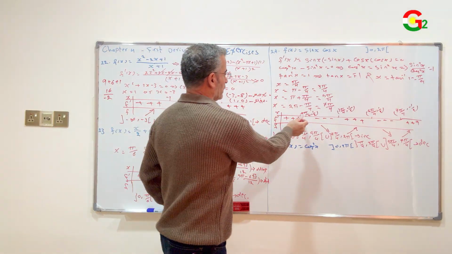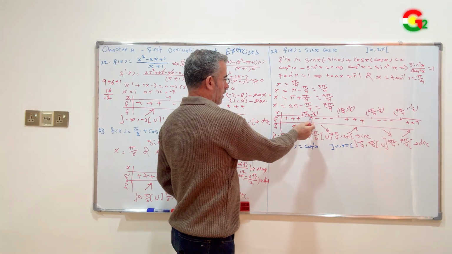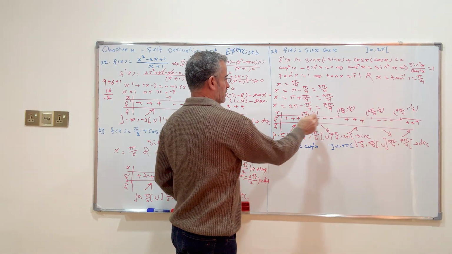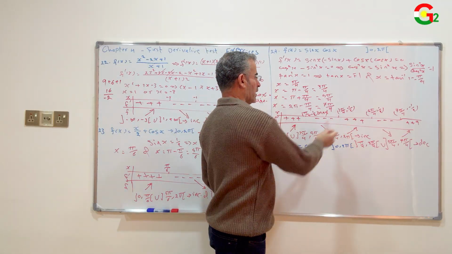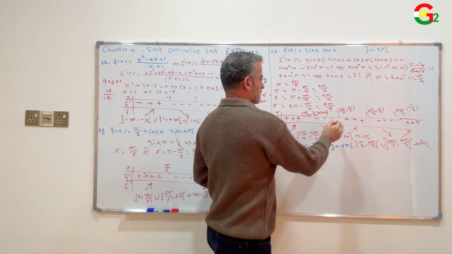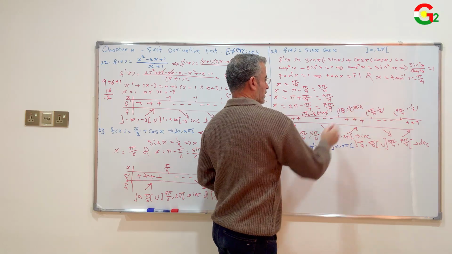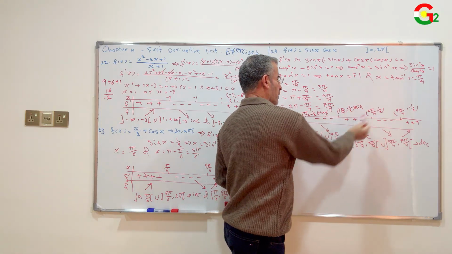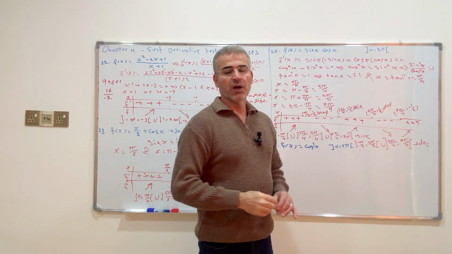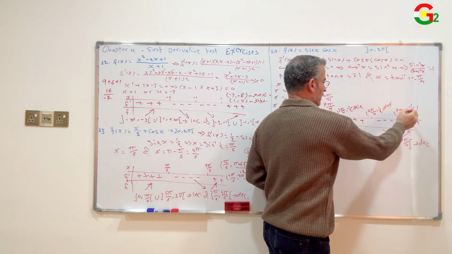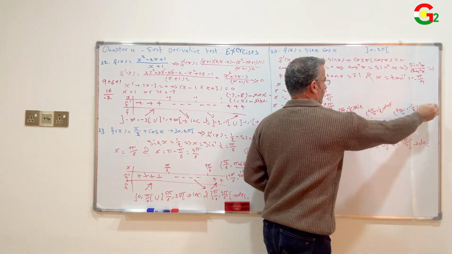And the point pi over 4 with one half is a local maximum point for this function. 3 pi over 4 with negative 1 half is a local minimum point. 5 pi over 4 with a half is a local maximum. And 7 pi over 4 with negative 1 half is a local minimum.